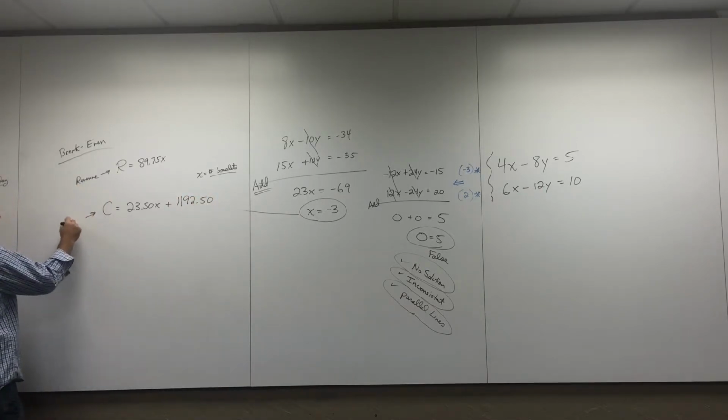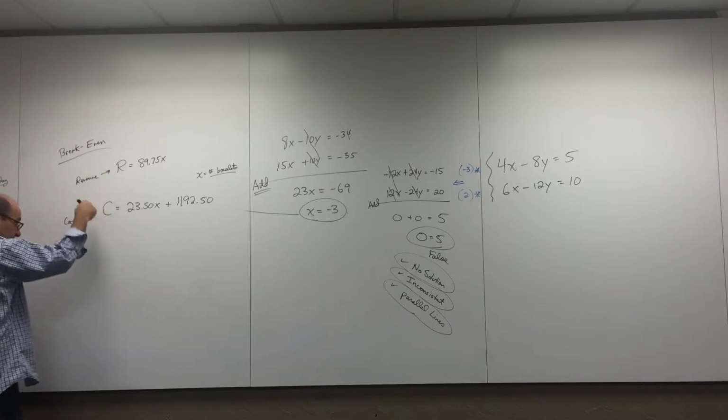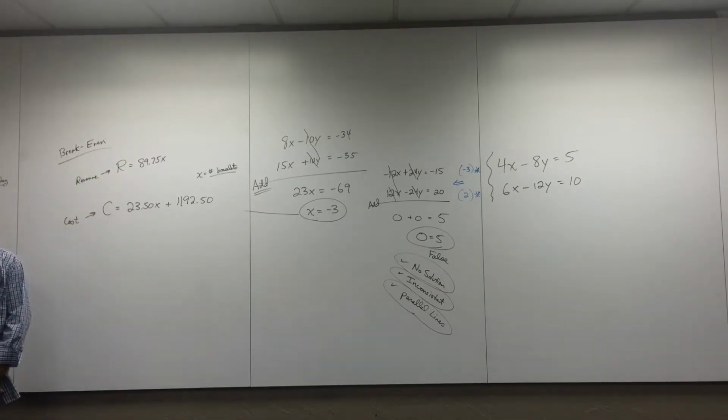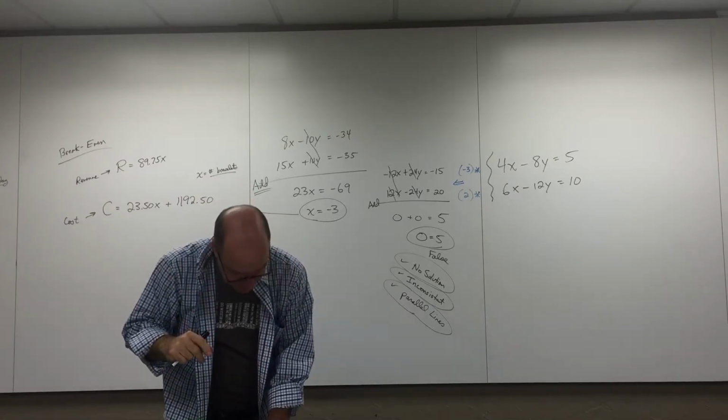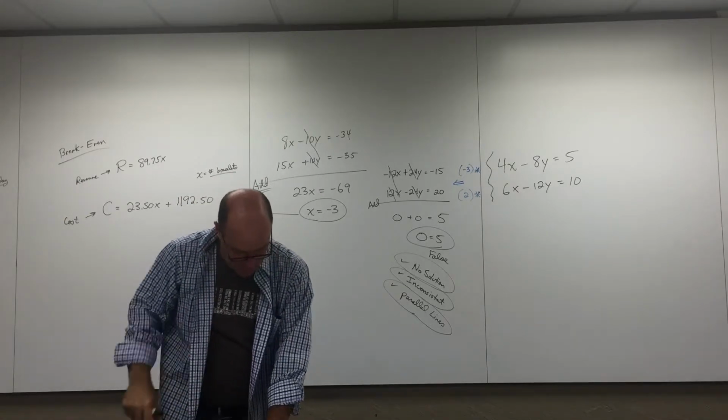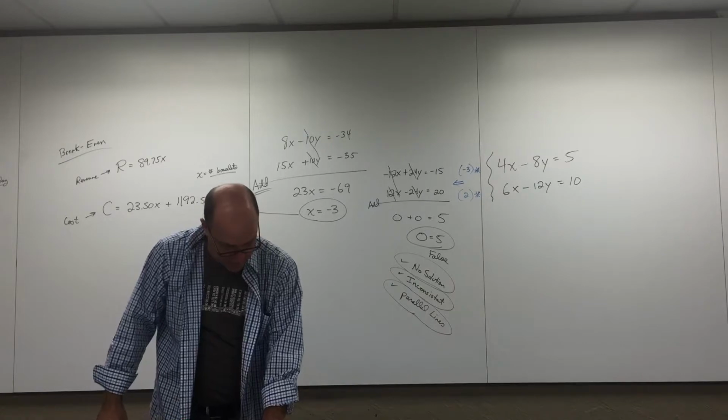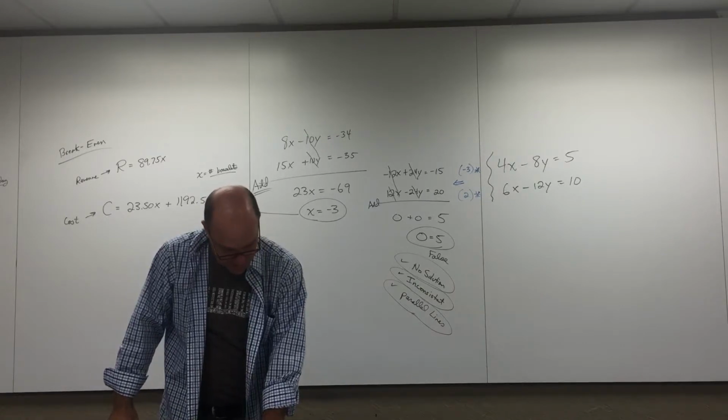Okay, that's her cost. This revenue and this cost are both dollars. X is the number of units produced and sold, the number of bracelets produced and sold. Cool. That's what they tell me in the problem.